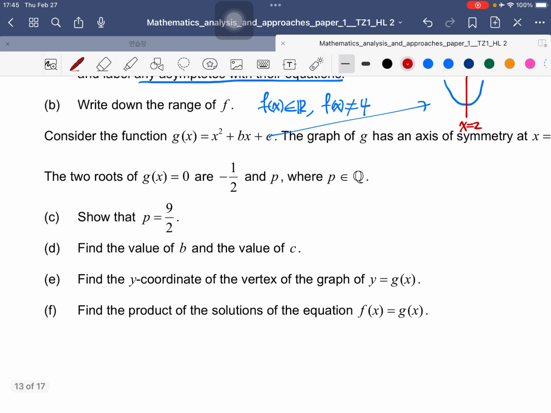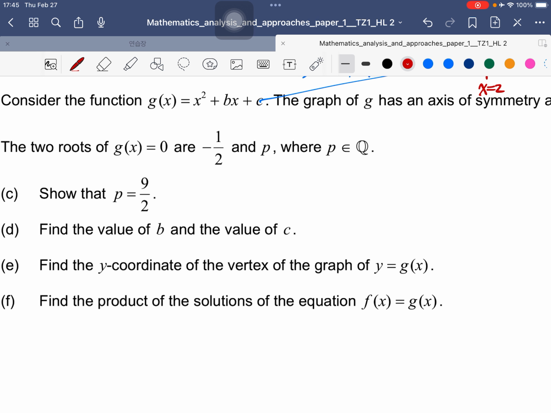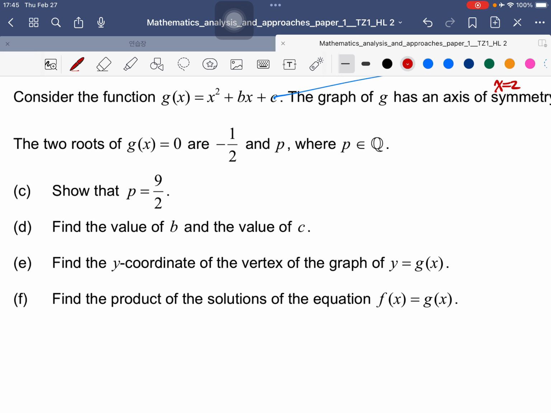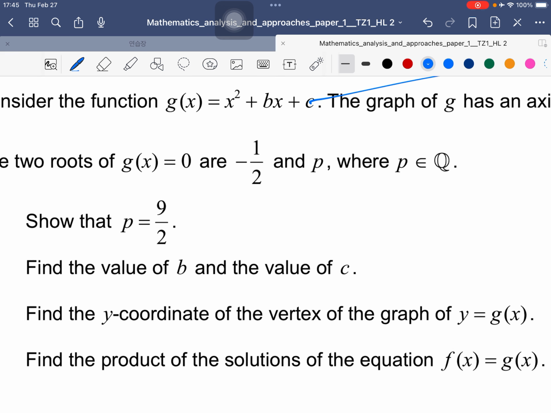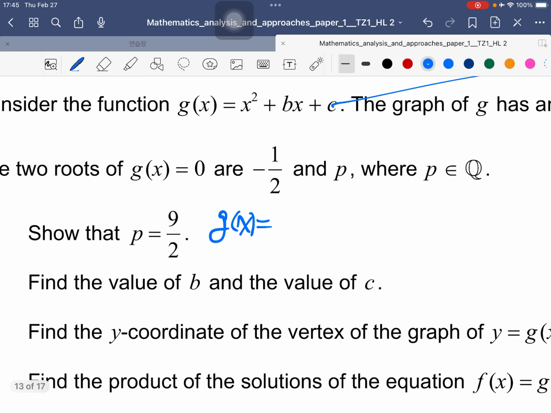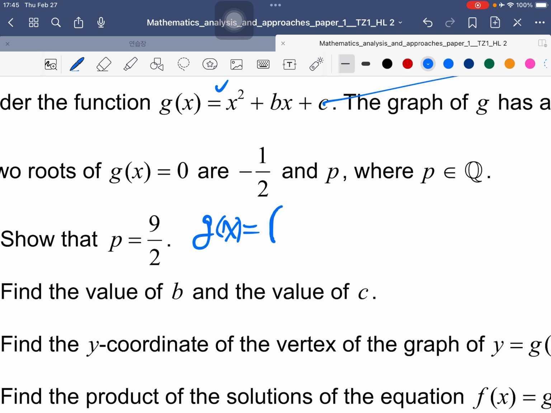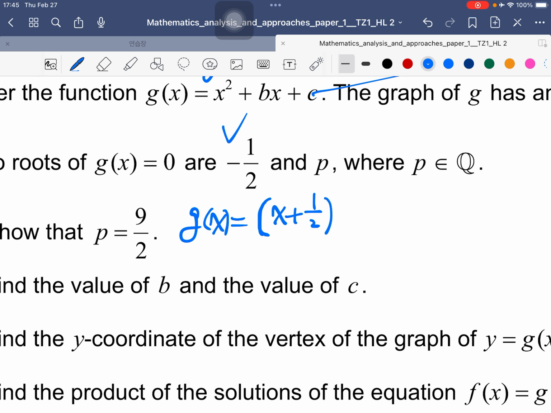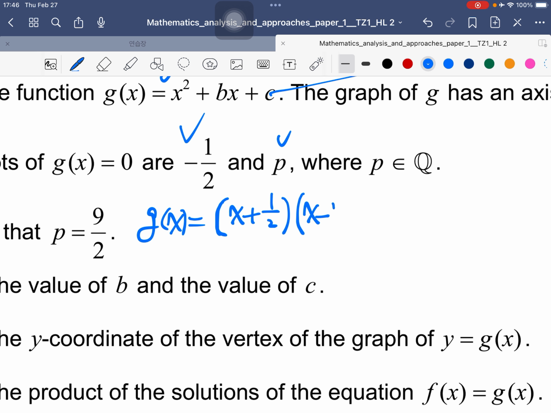So the 2 roots of g(x) equals 0 are -1 over 2 and p, where p is a rational number. This is a rational number. So show that p equals 9 over 2. So g of x can be expressed, because the 2 roots are like this and the highest degree coefficient is just 1. We can start with just x plus 1 over 2. So this one makes a root of -1 over 2. Another one makes a root of p, so we can put x minus p over here.